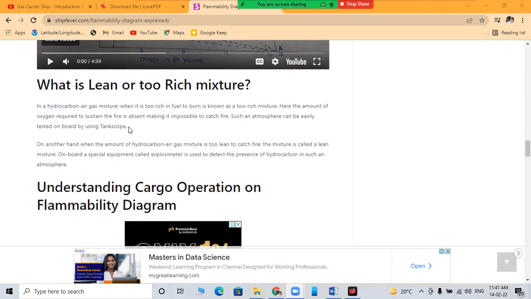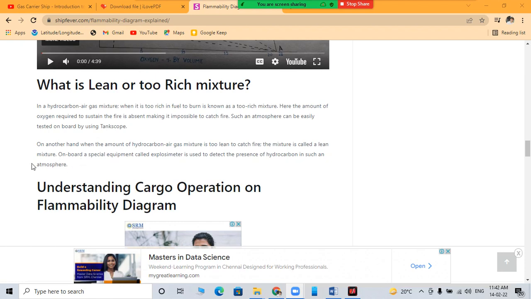So what is a lean or too rich mixture? In a hydrocarbon air gas mixture, when it is too rich in fuel to burn, it is known as the too rich mixture. Hence the amount of oxygen required to sustain the fire is absent, making it impossible to catch fire. Such an atmosphere can be easily tested on board by using the tank scope. So the tank scope is basically the analyzer, the meter. It is used to check the tank atmosphere, so how much presence of hydrocarbons and oxygen there is.